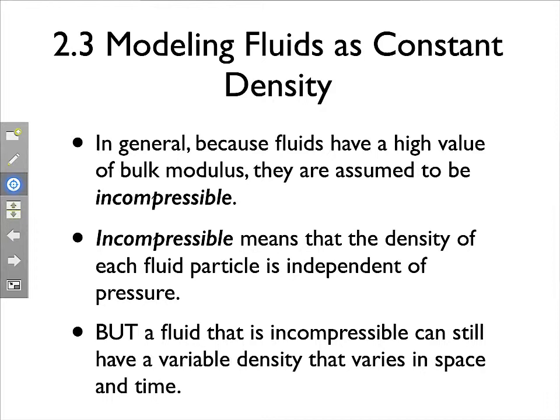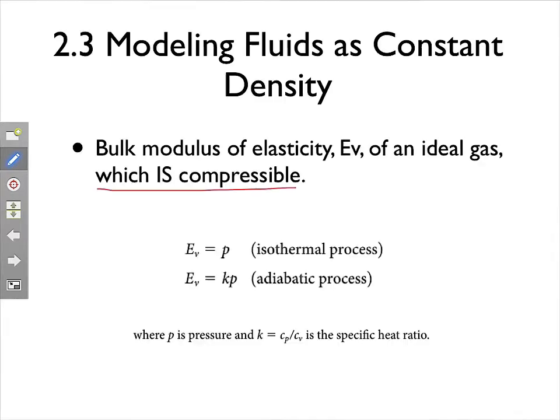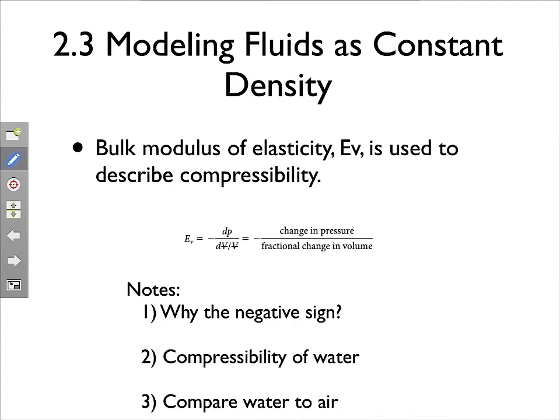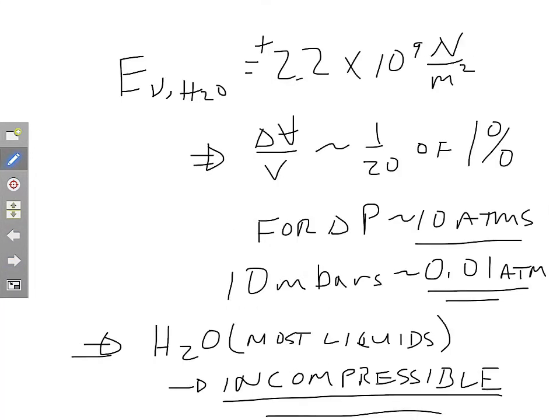So now let's switch to the topic of constant density, which is a related but separate topic. In general, most fluids have a high value of bulk modulus, so they can be assumed to be incompressible. Oh, there's one other topic that I want to do before I move on to constant density. Let's go back to the bulk modulus. I wanted to show you the example in the book, which compares air and water. I'm going to show you a comparison of the bulk modulus of air and water.